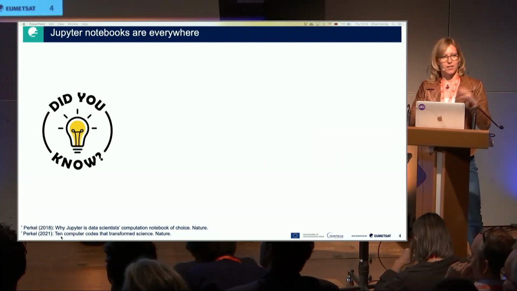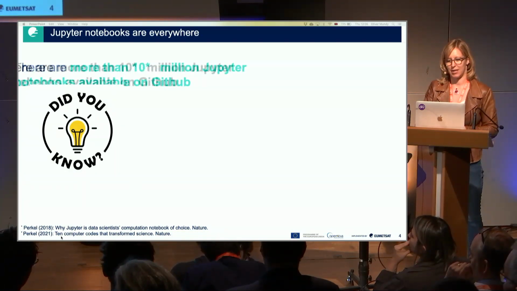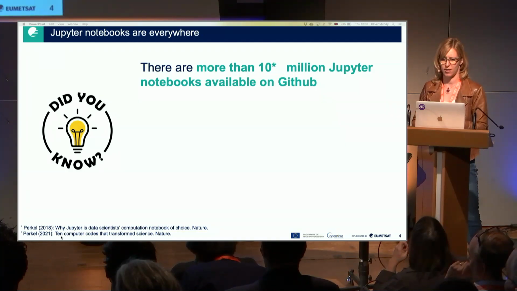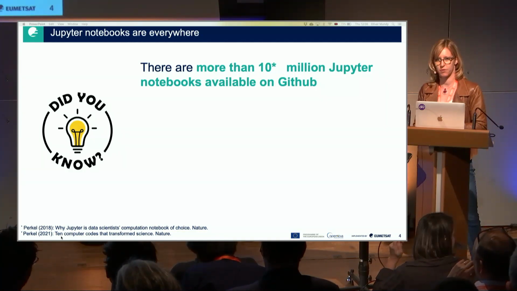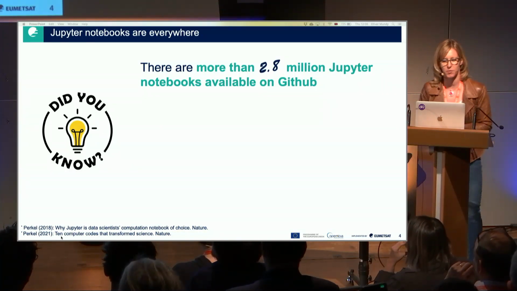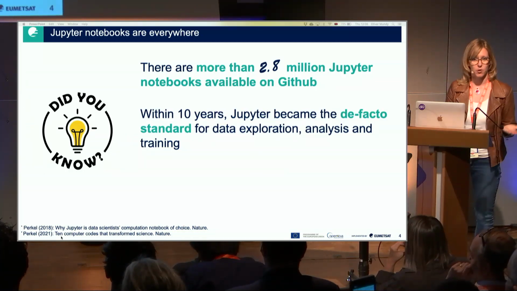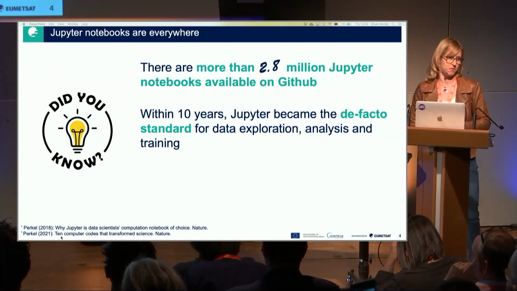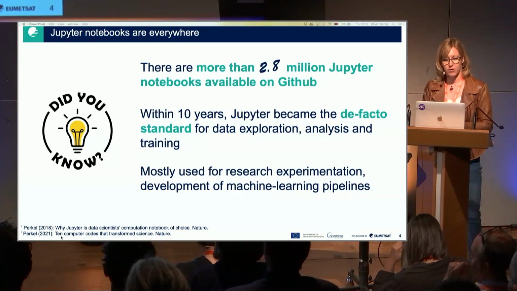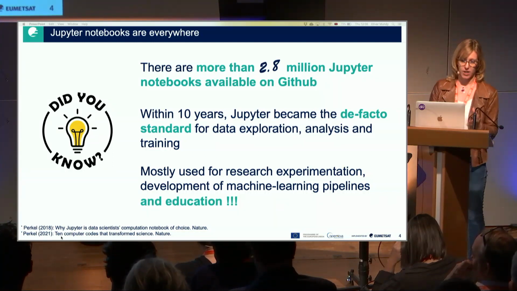So where we are at the moment, I think this is no news in this community here: I read in one of the Nature publications in 2021 that there are more than 10 million Jupyter Notebooks available on GitHub, but yesterday we learned there's 2.8 million, but anyway, we have a lot of notebooks available. Within 10 years, we can say that Jupyter Notebooks became the de facto standard for data exploration, analysis, and training. They are used for research experimentation, development of machine learning pipelines, but also education.